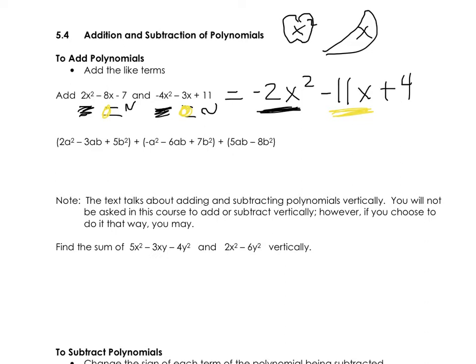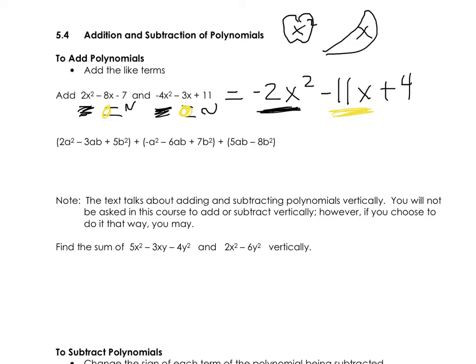Don't change fruit. Sometimes people try to add x plus x and get x squared. That's like adding a banana with a banana and getting an apple. Doesn't make any sense. So keep the same fruit. And finally, you have minus 7 plus 11. That's plus 4.